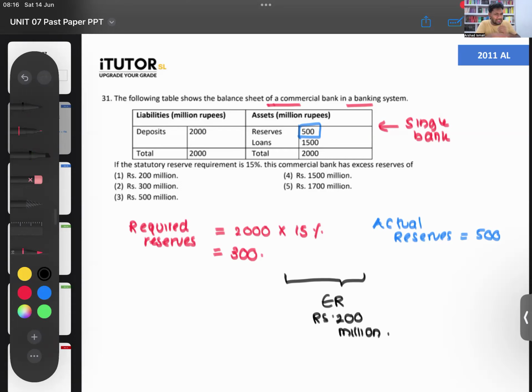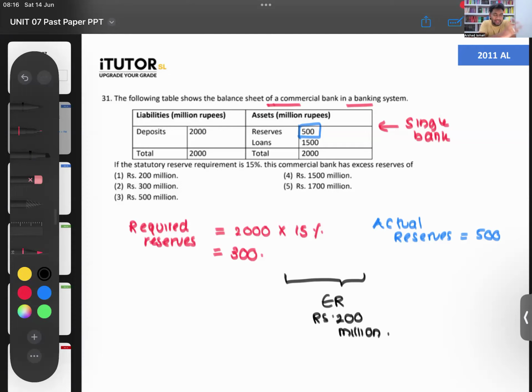That's a very easy question to start off with. Now, what can you do with this excess 200? You can start giving new loans. If they ask you what is the maximum new loan this bank could make, the maximum new loan the bank could make is also equal to how much of excess reserves they have. So right now they have 200 million of excess reserve, so the maximum new loan they can make is also 200 million.